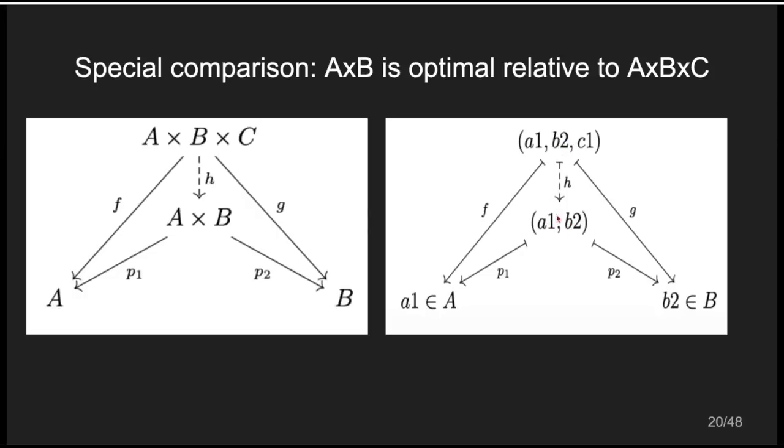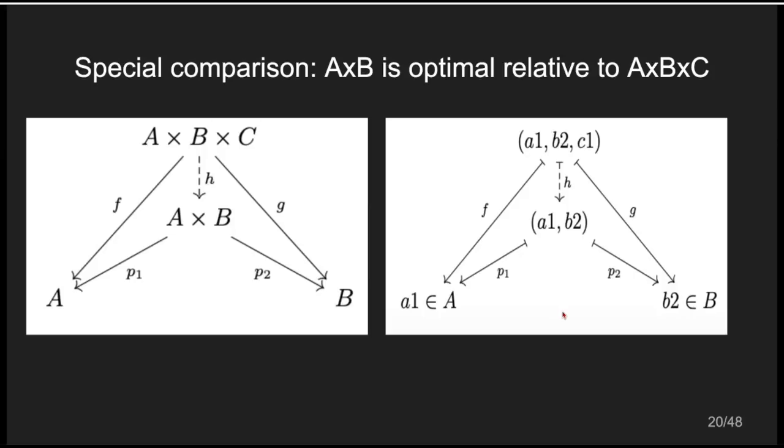So we've gone down from H to here, and now we could go either left or right. Let's go left. P1 is going to take us to A1 in A from this ordered pair. Now, what's interesting is that F does the same thing. So H, then P1, starts over here and ends up over here. F does the same thing. It starts over here and ends over here. Well, two functions, if they start in the same place and end in the same place, are equal. So F is equal to H followed by P1. And similarly, G is equal to H followed by P2.